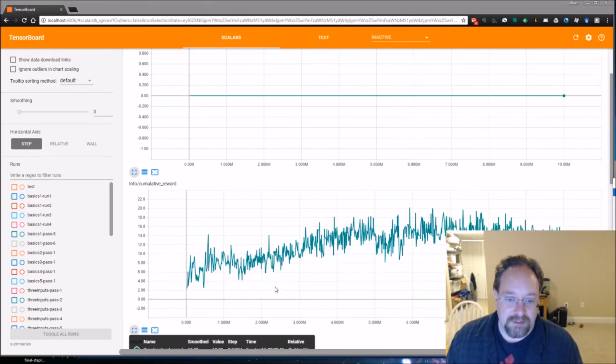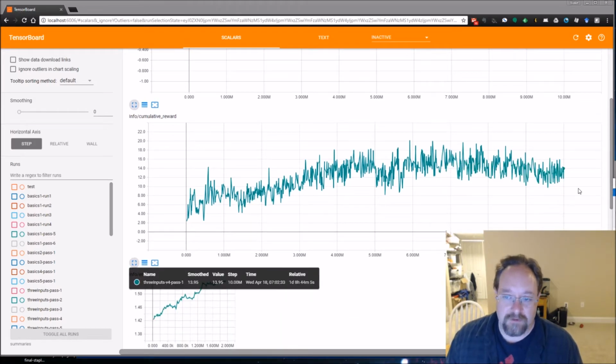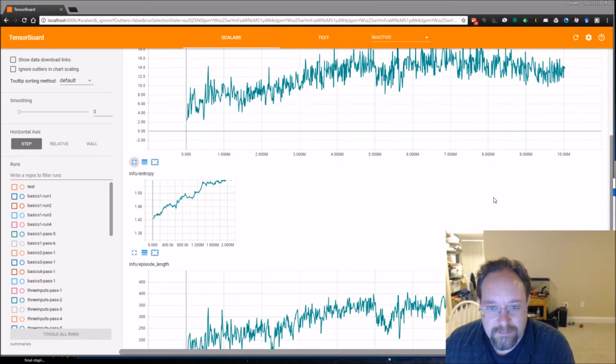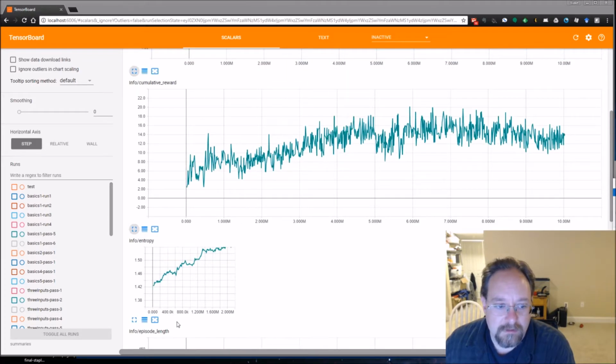So as you see, we have our PPO, and we start at 0, and then we end at 14-ish after 10 million iterations, and it had been running, it says 1 day, 8 hours. I don't really feel like it took that long, but maybe it did. So this was a very long running execution.